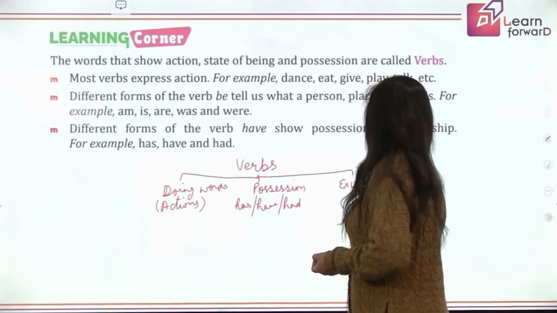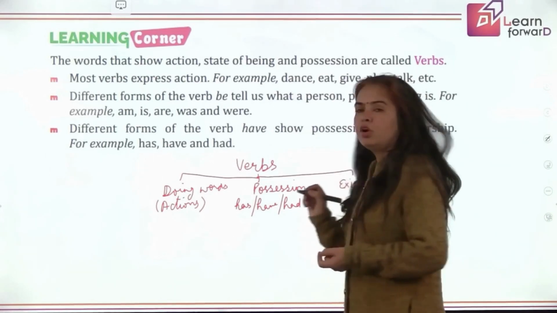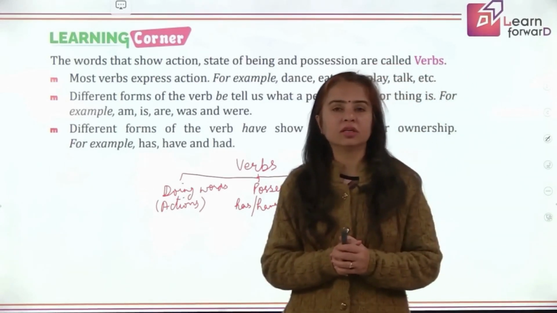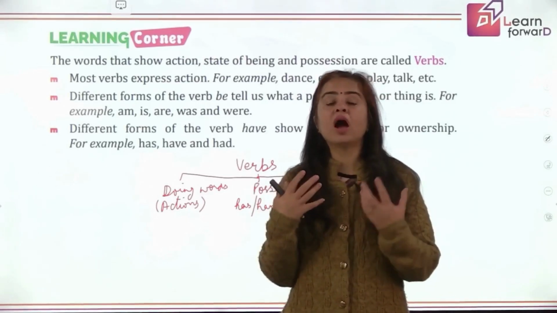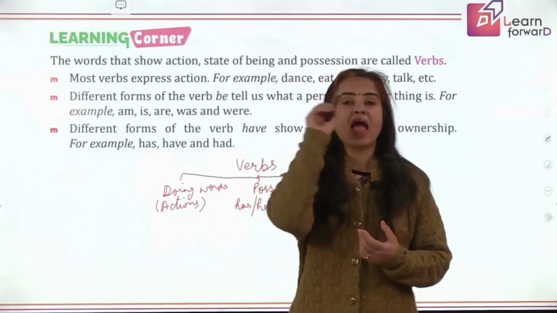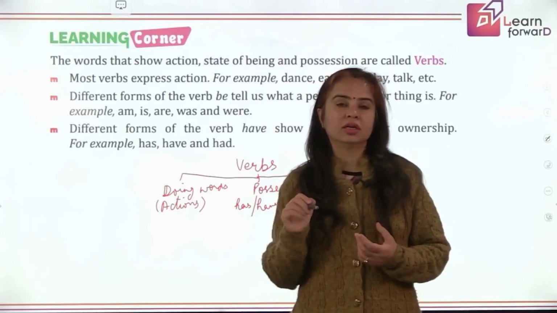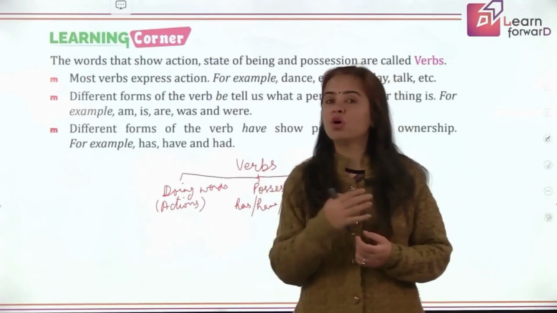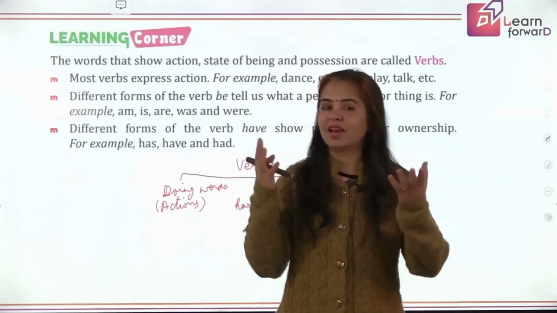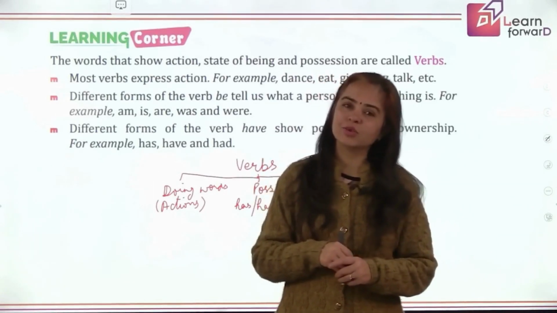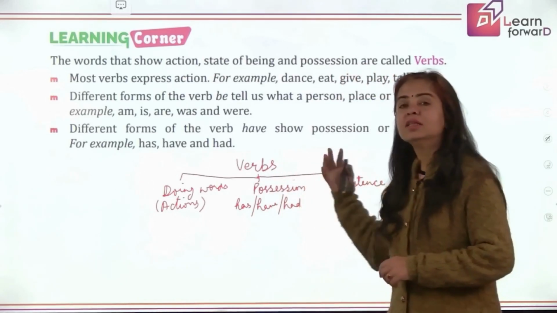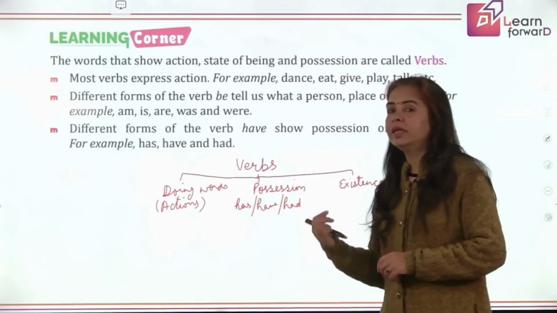And the third thing that we include in verbs is existence. What do you mean by existence? If you say, I am your teacher, so I am telling about how I exist. I am your teacher. And if it was in the past, I would say, I was a student. So when I was like you, I was a student. So I am telling about my being, my existence. That also is included in verbs.